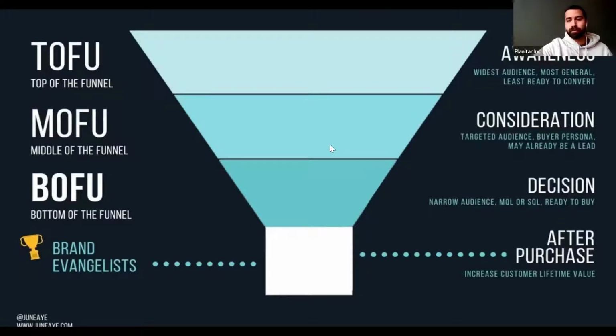Now you bring them down to the middle of the funnel. That's when you start niching down into consideration. So your target audience, some of them might already be a lead, some of them might already have signed up, or some of them might have just seen your ad, liked a post, or saw a video and haven't really engaged that much. But the fact of the matter is, in the back of their mind, they already know who you are. They've seen your ad, they get an idea.